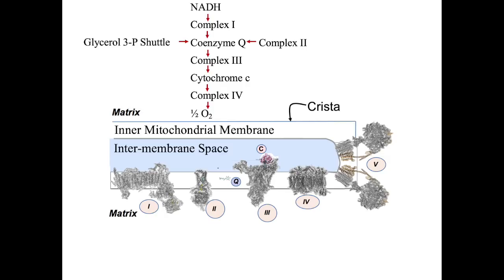Now it's important to note that the electrons that come in via the glycerol 3-phosphate shuttle or complex 2 come in at the level of coenzyme Q. These electrons completely bypass complex 1, and this is an important thing to remember. It's going to have implications concerning the amount of ATP that can be made from these molecules. We're going to look at this a little bit later on.